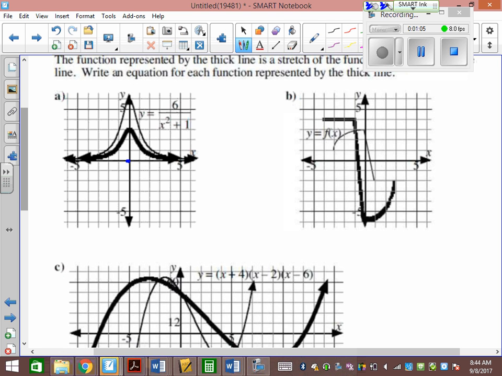So I'm going to go here. This one is 1, 2, 3, 4, 5, 6 up. The thick one is how many up? 1, 2, 3. So what did we stretch by? 1/2. Because it's half of what it was originally, right? So we have a vertical stretch by 1/2.